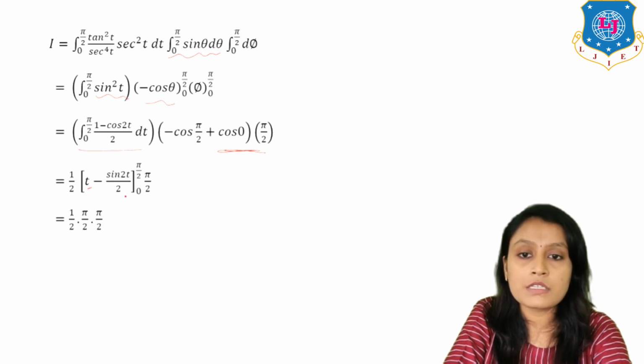So the lower limit is 0, and from the upper limit we only have this pi by 2, and we have this another pi by 2 and this 1 by 2. Simplify this, so you will get the answer as pi square upon 8.